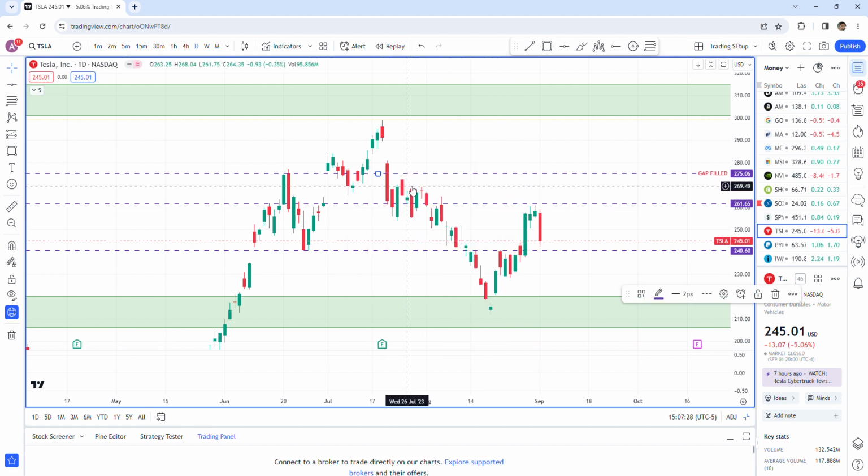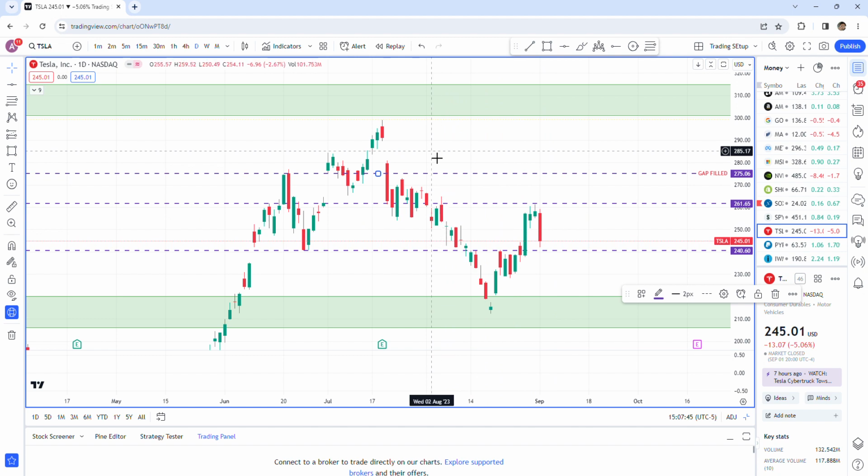We go up a little more, you see we got another gap fill. Another gap fill. So Tesla's a crazy stock. We could see 300, this area over here, before the end of the week. That's how crazy Tesla can get.